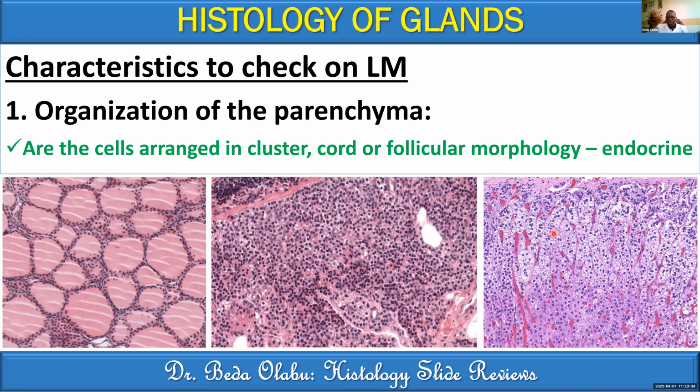This is how cord morphology looks like. You can see cells form things like beads or strings of cells. That is cord morphology. So whenever you look at a gland and the cells take any of these 3 morphological patterns, that is an endocrine gland. It produces hormones into the bloodstream, as opposed to it producing body fluids into epithelial surfaces.